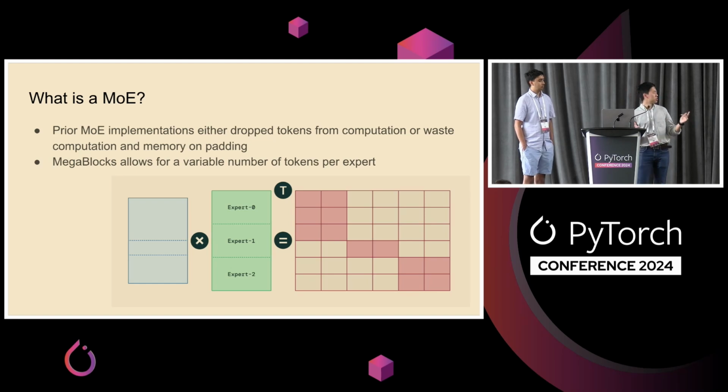So the graphic shows that you'll have fixed size experts and you'll have these sparse block matrix multiplications when you have a variable number of tokens.